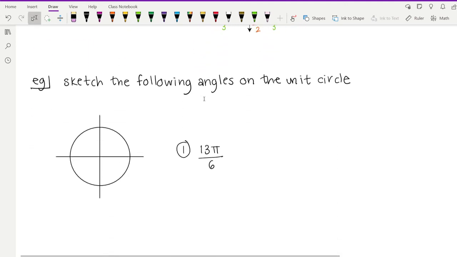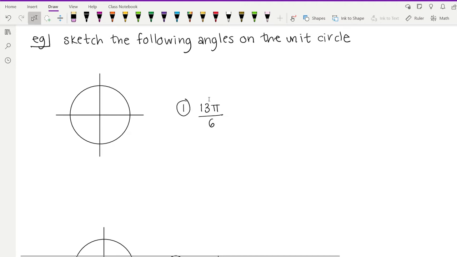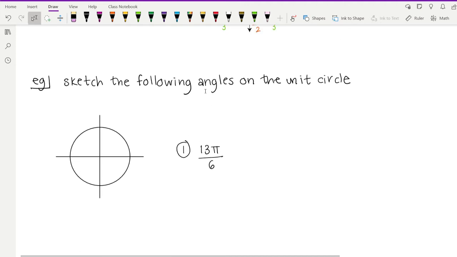Okay, so I want to do a couple more examples before we get into terminal points of sketching angles on the unit circle. And so these are going to be angles that are not between 0 and 2 pi. And so I just want to remind you how you can figure out what those angles look like. So the first angle we have here is 13 pi over 6. So first thing is, how do I know that this is not between 0 and 2 pi?